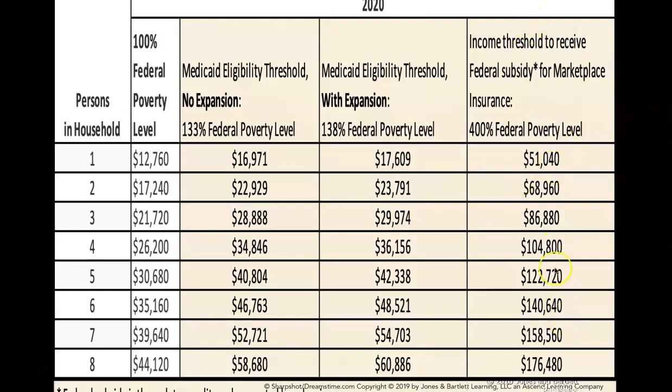We will talk more about this, but based on the explanation I gave you guys, you should be able to deduce that this is 400% above this. That means you would still get government subsidy if you buy your own health insurance if you're a single individual, and this is what you earn in 2020.